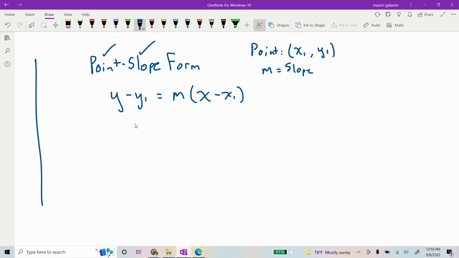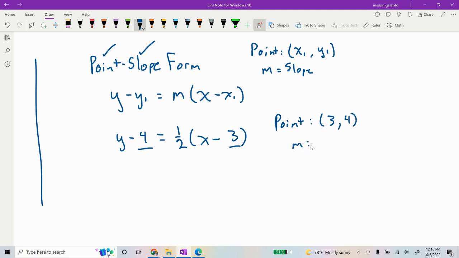So from here, you would typically see something like this. You would have y minus 4 is equal to m, let's just say 1/2 is my slope, times x minus 3. And from here, I can identify my point. My point is the x and the y. Notice that we're subtracting both of them, so the point is going to be the opposite of that. It's actually going to be positive 3, positive 4. My slope is 1/2. So really quickly, we can identify those pieces.